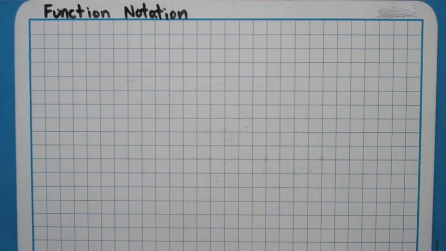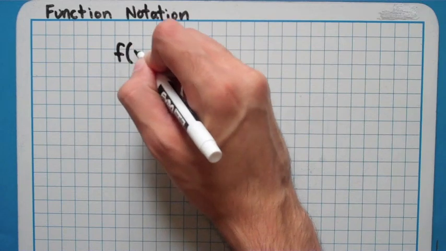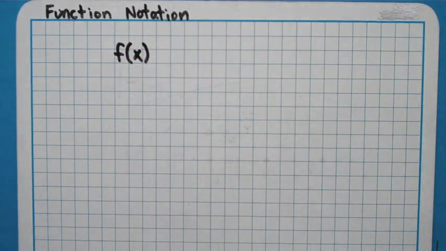So, we learned about what a function actually was in the last video. And in this video, we're going to talk about something called function notation. Function notation is the form we write functions in. So first of all, by and large, the most common example you'll see of function notation looks like this.